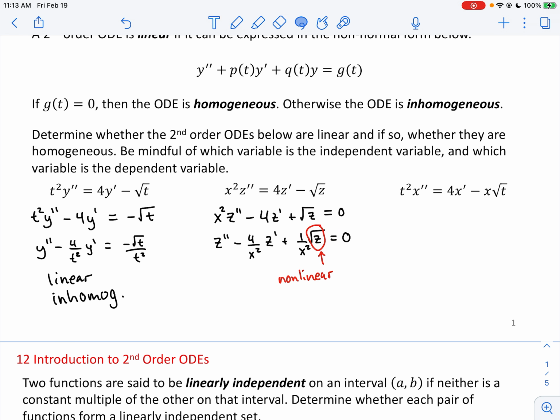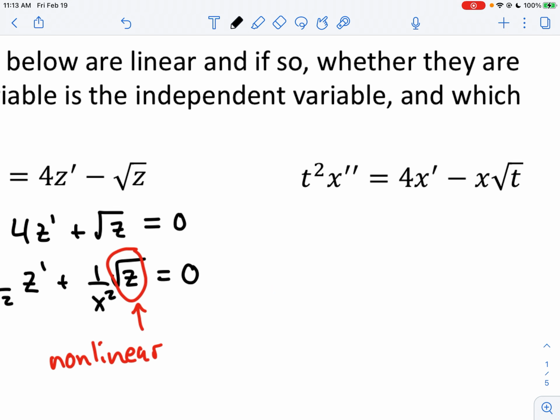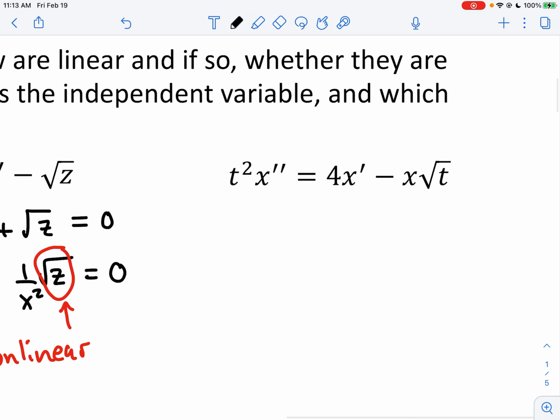Let's move that over slightly. Okay, now let's shift gears to the next one. This time, the little curveball is thrown at us. The x's have the derivative, so x is the dependent variable and t is the independent variable. So again, I'm going to get the x double prime term, far left side. I'm going to subtract this 4x prime, and then add this x radical t. And that leaves a 0.